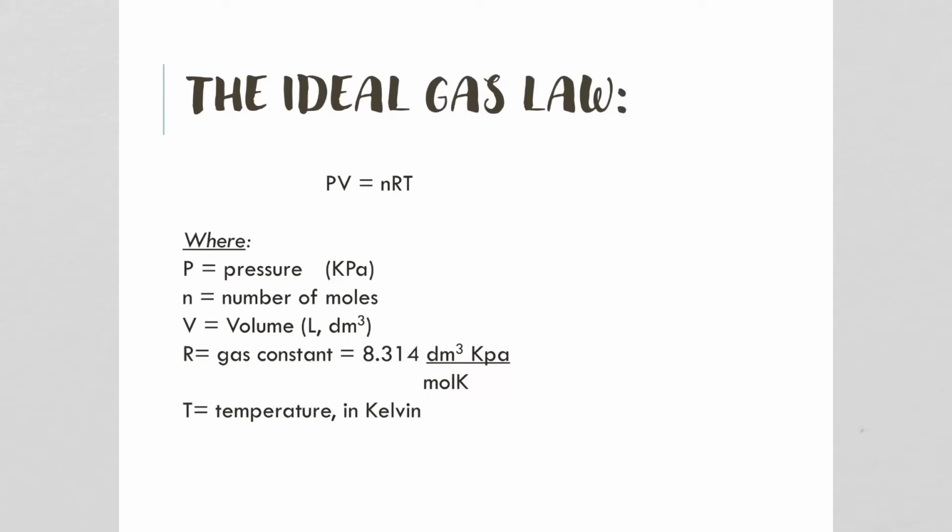So the ideal gas law is PV equals nRT. And each of the variables represent the following. Pressure is capital P, and that's measured in kilopascals. Little n is the number of moles. V is the volume in liters or decimeters cubed. And then R is the gas constant, and that is equal to 8.314 decimeters cubed times kilopascals per mole Kelvin. And temperature is measured in Kelvin.